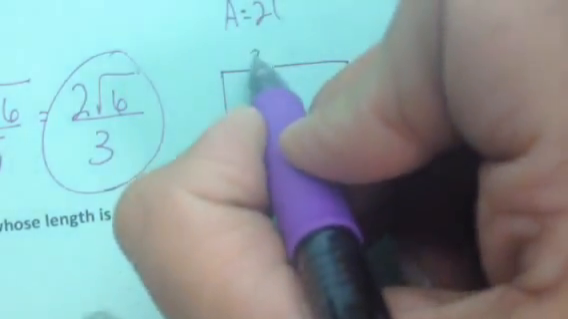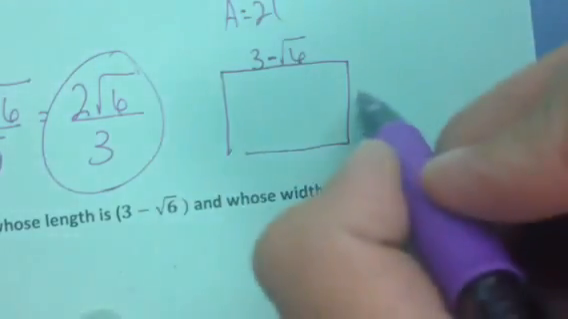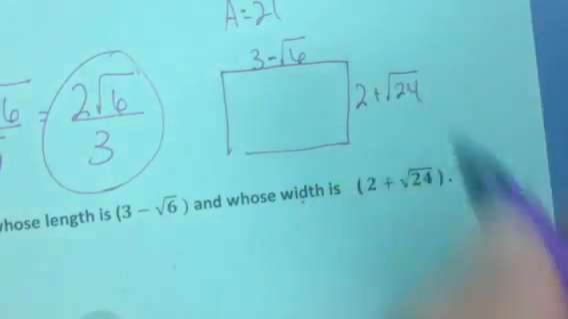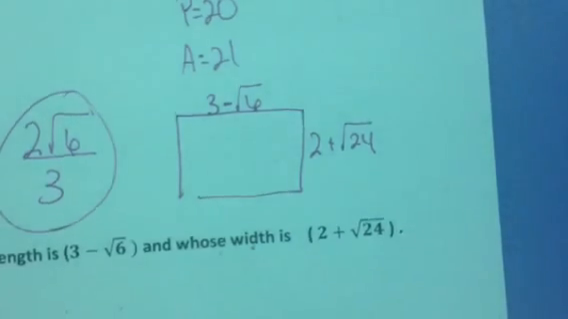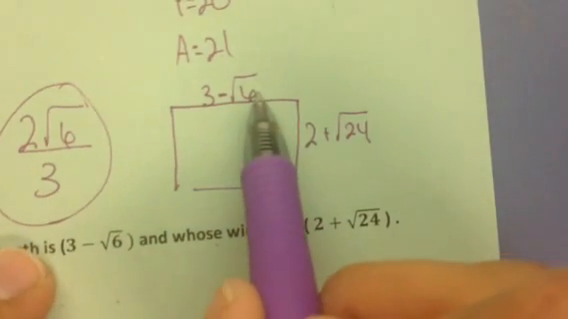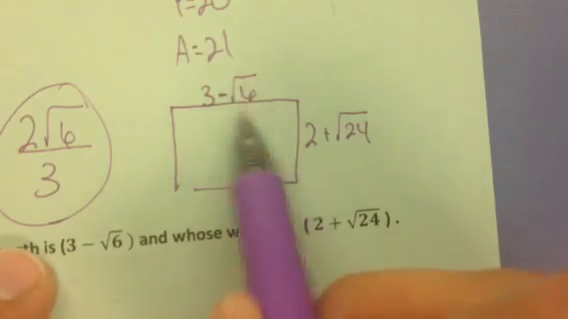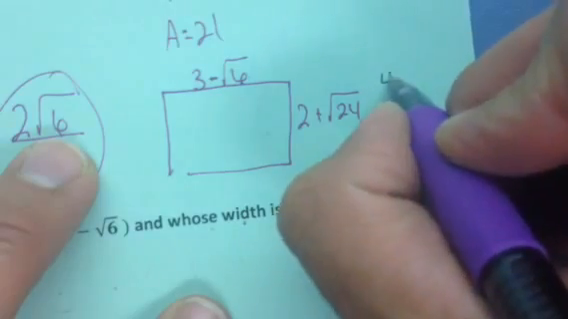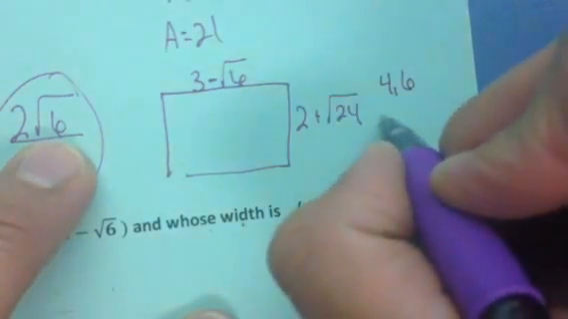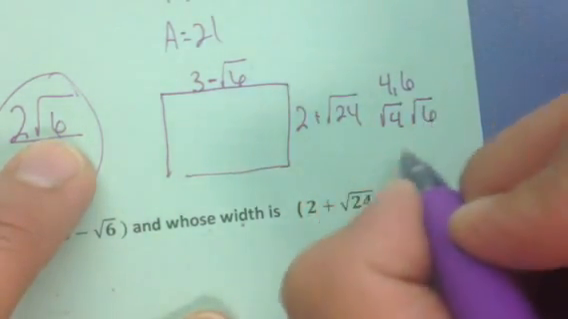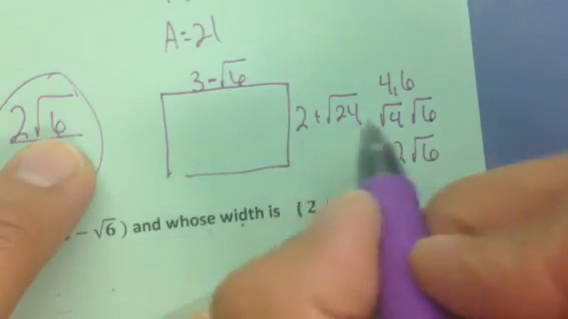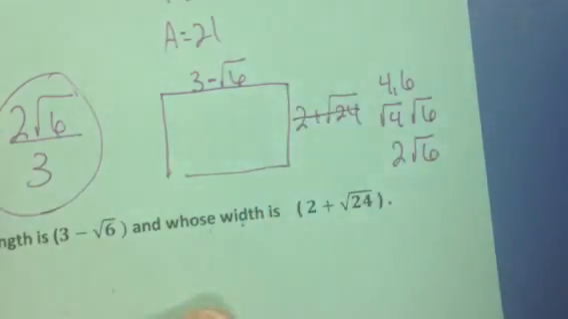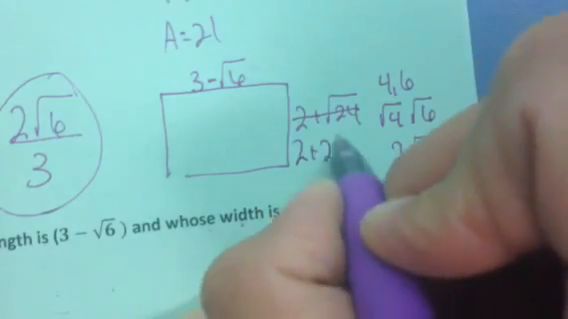Here we have a rectangle, and one has a length of this, and one has a length of this. So before we go into these, let's just check out these radicals and see if there's anything perfect about them. 6 is not perfect, and there are no factors that are perfect. 24, however, when I look at my list, 4 and 6 pop up, and I can turn that 24 into this, and then it becomes this. So rather than having this as our width, we'll use 2 plus this.